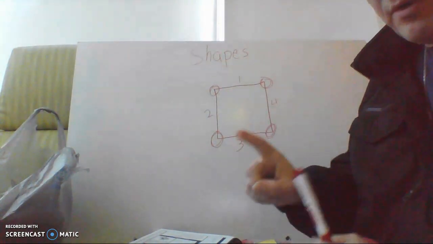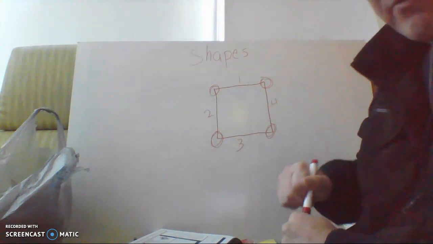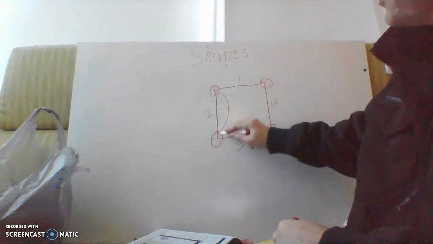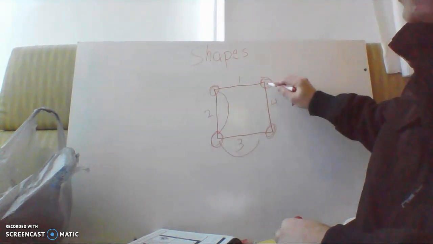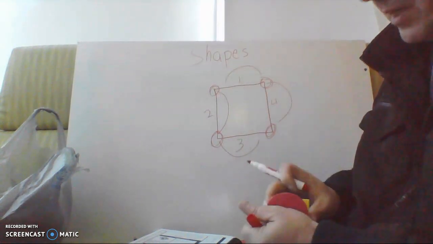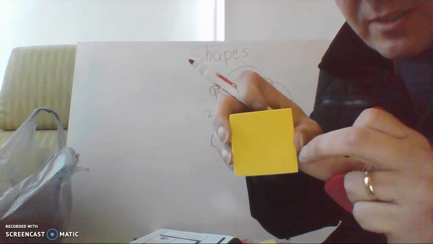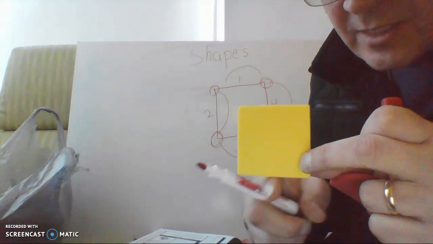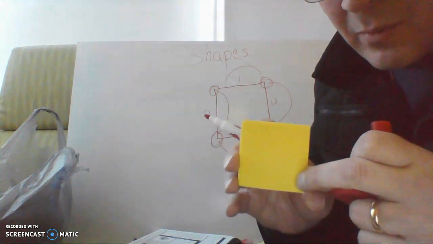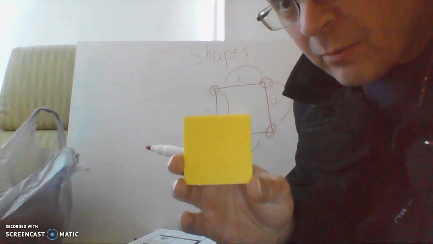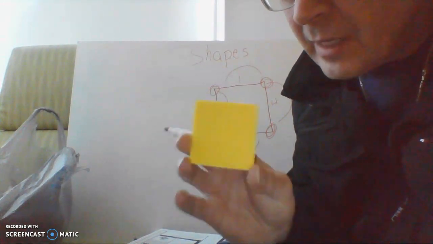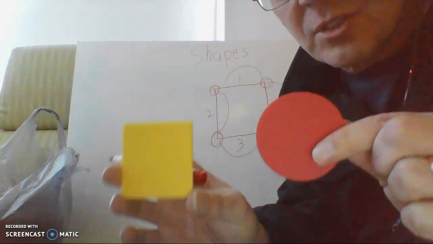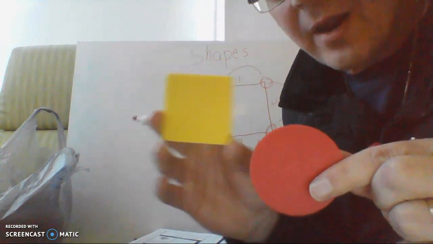Now, there's one more thing about squares that is very important. All of the sides, or all of the lines, are the same length, aren't they? That's as long as that, and that's as long as that, and as long as that, right? When we talk about rectangles, we'll see that they're kind of like squares, but they're different. Today we're going to concentrate just on circles and squares.